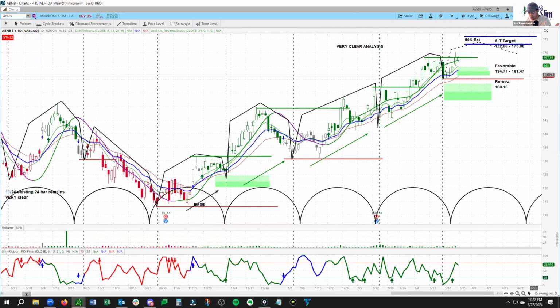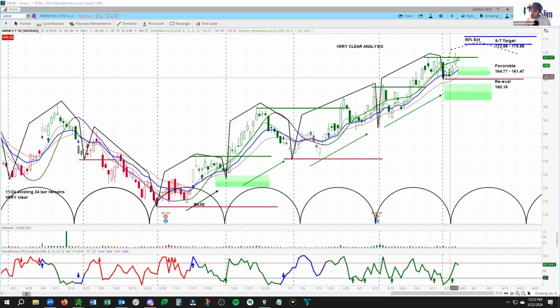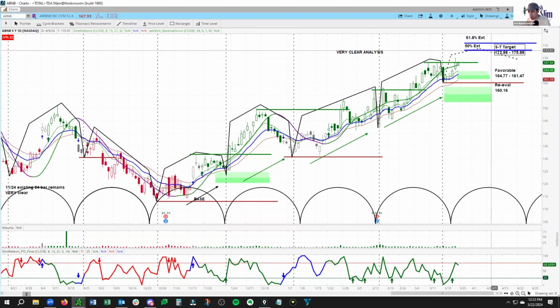So what are we looking to do? Basically, any small dip here, we are looking for it to hold this zone right here from 164.77 to 161.47. If it loses this low here at 160.16, then this would be a loser. And we're looking for a move up towards this zone here from 172.88 to 175.88.